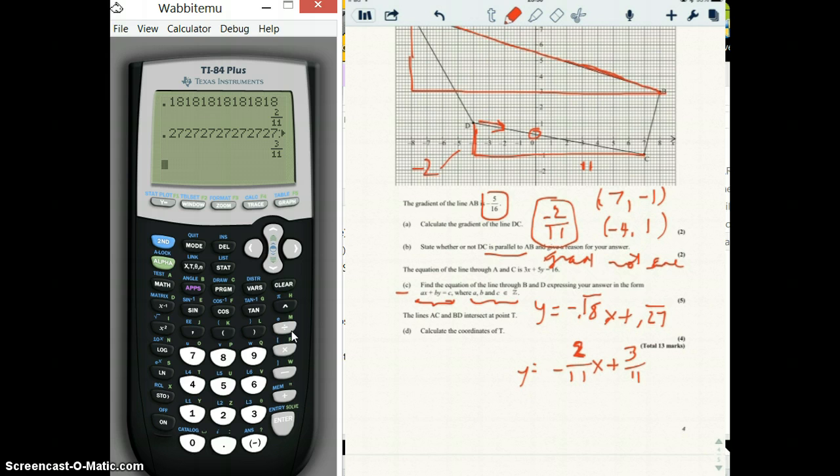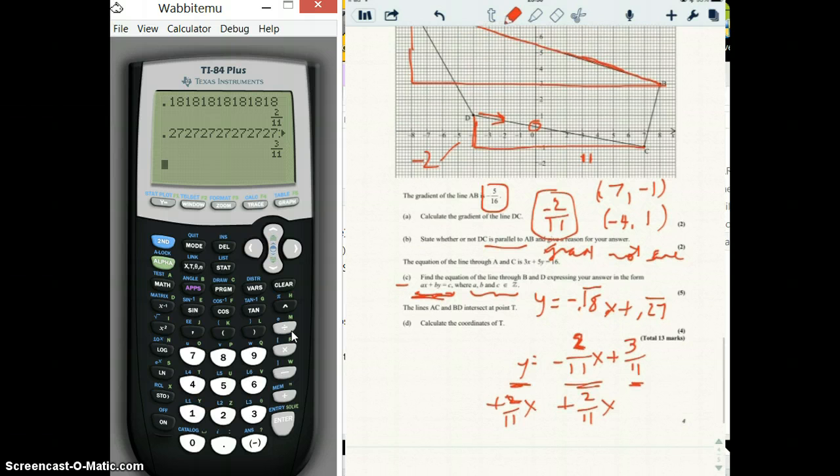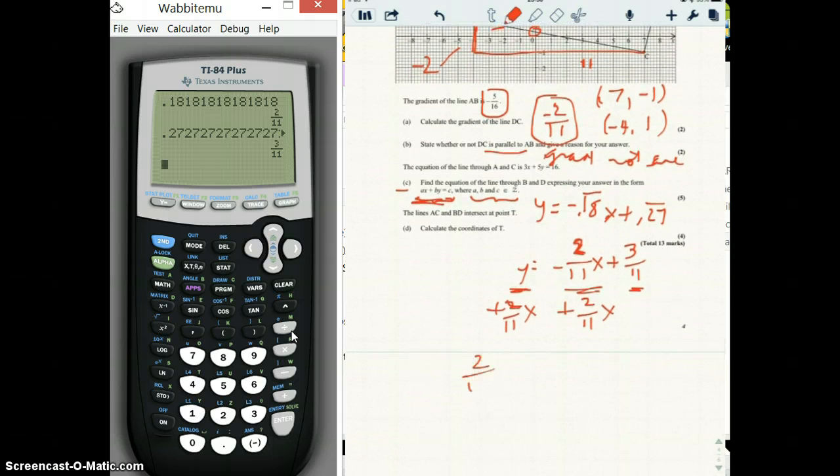And now if you look at the form they want, they want the x term and the y term on the left and the other term on the right. Well, the constant term is already on the right, so the only thing we need to do is move the x term to the other side. So we'll do plus 2/11 x to both sides, and then we'll get 2/11 x plus y equals, and these two cancel out, right? And we'll get 3/11 over here.